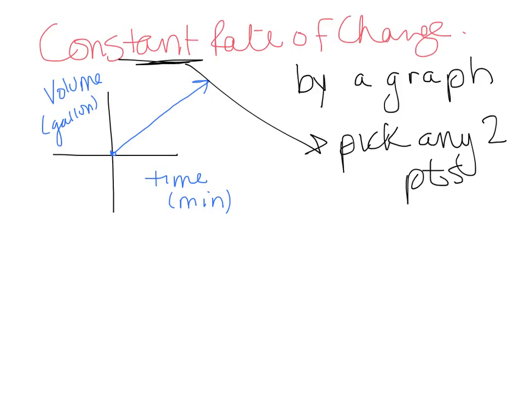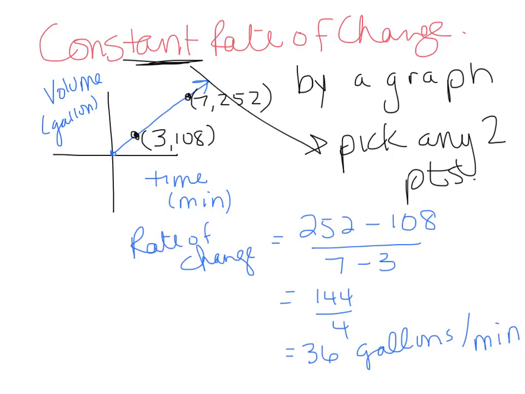And when you have a graph like this, you know it's a constant rate of change. So because it's constant, you can pick any 2 points, just like a table. So let me put 2 points on here for you, and I'll let you calculate the rate of change. Okay, so I have the point (3, 108), and the second point is (7, 252). I want you to calculate that rate of change. Pause it. And it comes out to 36 gallons per minute. So every 1 minute of change in time, I have 36 gallons change in the volume.